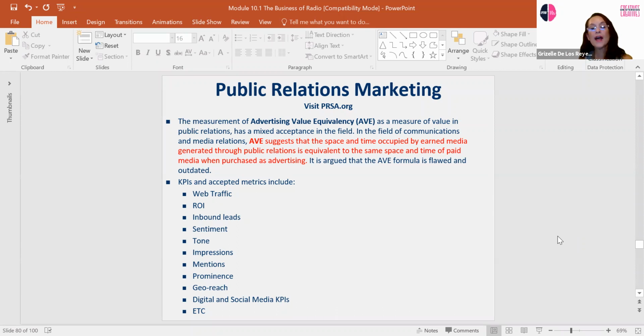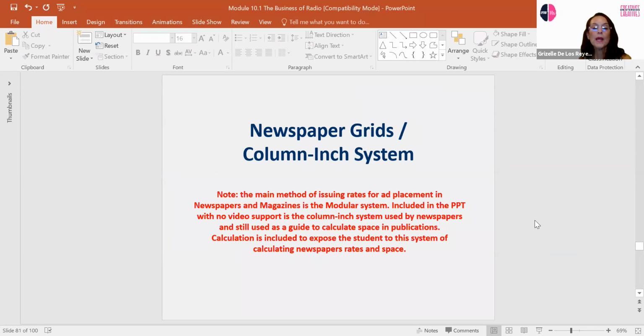Also understand that there are other KPIs and accepted metrics like web traffic, return on investment, inbound leads, the sentiment of the earned media, the tone, the impressions, the mentions, the prominence, the geo reach, any digital or social KPIs, etc. Okay. And I'm not going to cover all this.